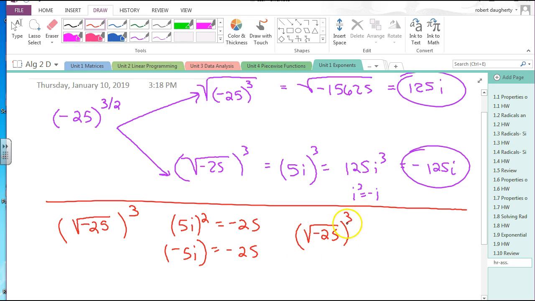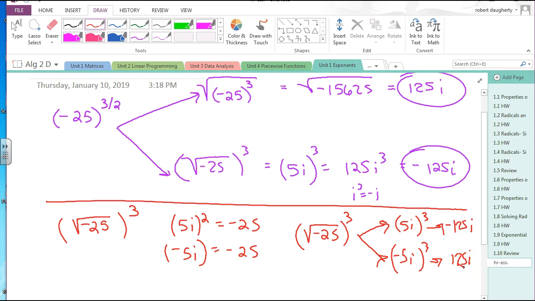So when I get to this, and I'm going to cube it, what I really have to do is cube 5i, and I have to cube negative 5i. Both of those have to be cubed. So you're going to get two answers. In this case, you're going to get 125i cubed, so you get negative 125i. And in this case, you'll get 125i. So you will get both of those solutions.